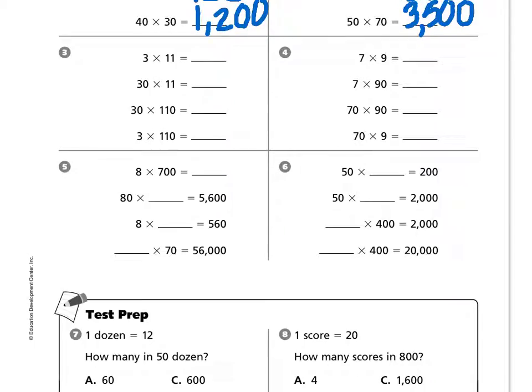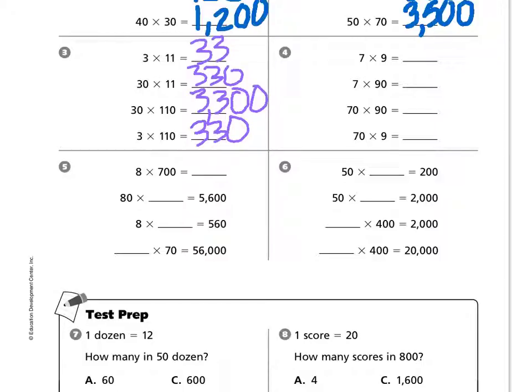Number 3, you have 3 times 11 is 33. 30 times 11 would be 330, and 30 times 110 would be 3,300. Then you have 3 times 110, which would be 330.